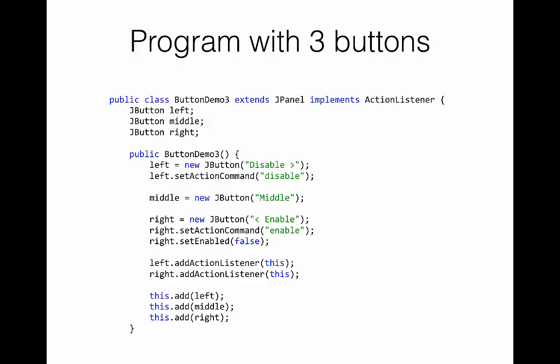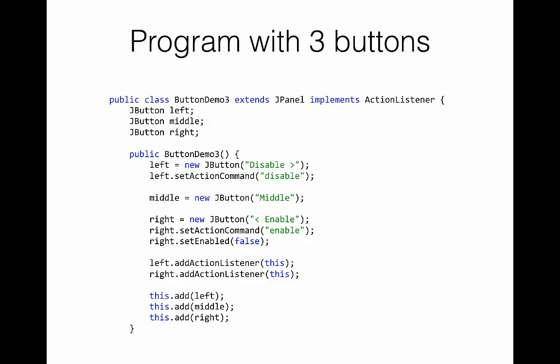Now let's write a program that has more than one button. This next program has 3 buttons. One of the buttons, the middle one, is not going to do anything when you click it. The other buttons will do something. And see if you can figure out what that is before you type this program in and run it.